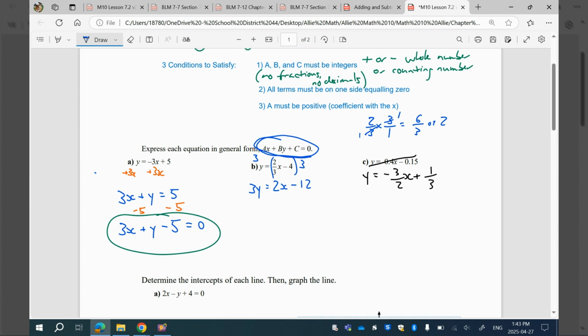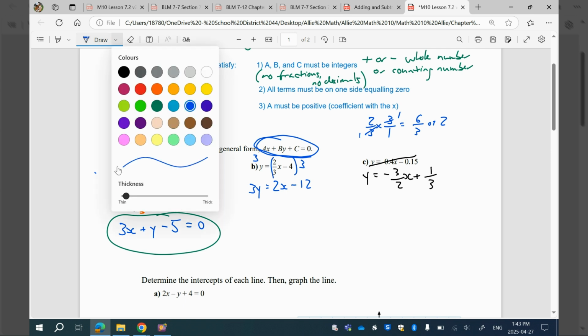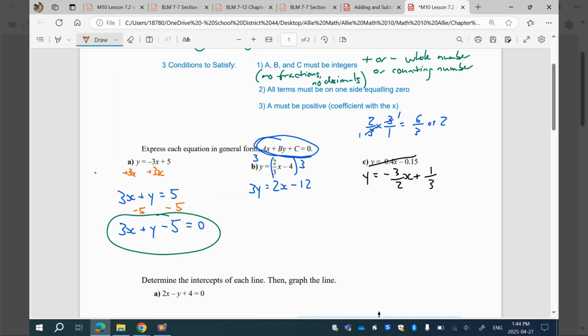Okay, so now we've satisfied our first condition. We do have integers now. And we got a positive x, beautiful, but we need all of our terms on one side. So over here we have a positive 3y. Let's subtract 3y from each side to move that term over. And we're left with 0 equals 2x subtract 3y subtract 12. You can have the 0 on either side. I know up here it says ax plus by plus c equals 0. It's okay if you have 0 equals ax plus by plus c.